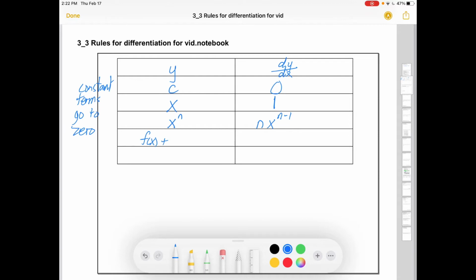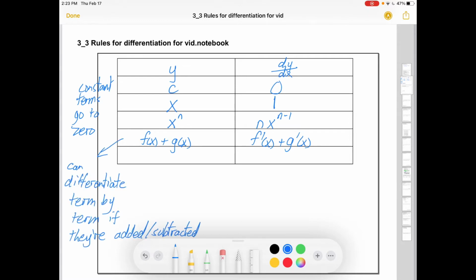We can also figure out what happens if we have a function that has 2 pieces, like it has multiple terms, maybe an x squared plus a 3x. There's a rule that says that you can just differentiate piece by piece. So it's safe to go piece by piece or term by term. And that's if you have addition or subtraction between the terms.